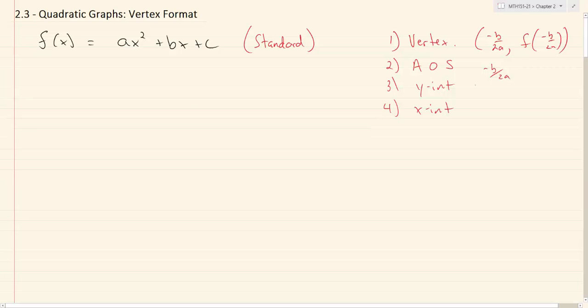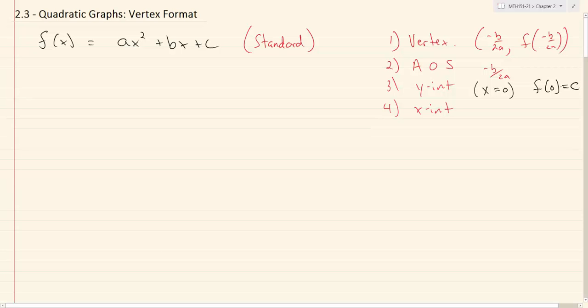For the y-intercept, we said let x equal 0. In other words, you find f of 0. So you take 0 and you plug it into the function, and whatever you get, that is your y-intercept. Most times that turns out being just the letter c. f of 0 equals c.